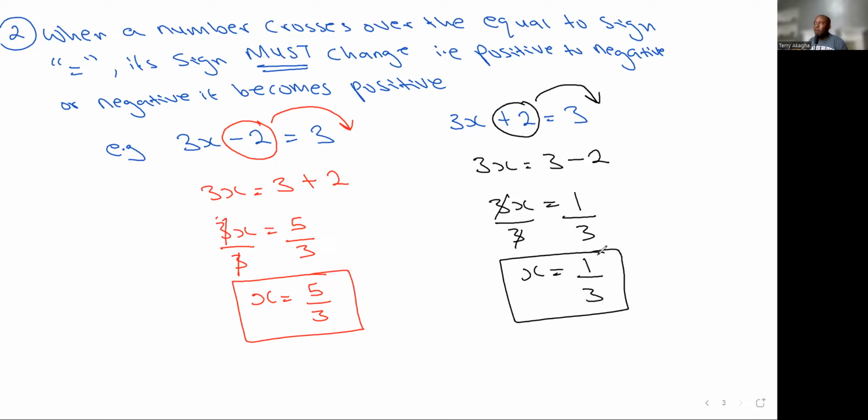So basically, what this rule just states is that when a number crosses the equal to sign, the sign will change. So if it was positive, it becomes negative. And if it becomes negative, it will become what? Positive.